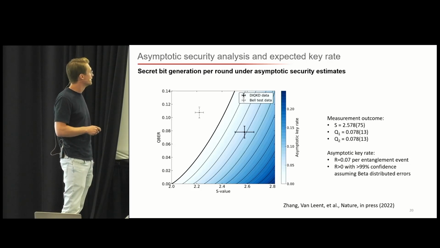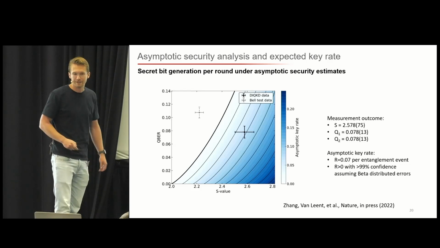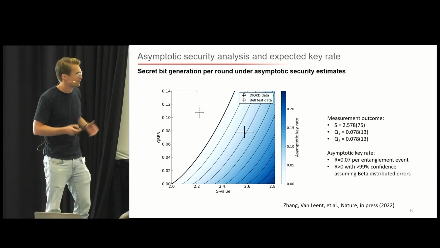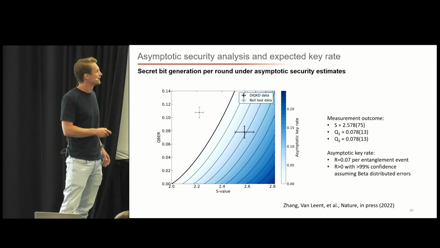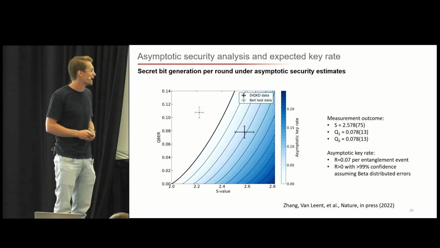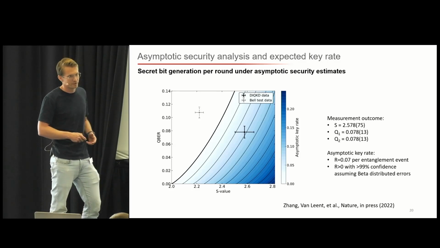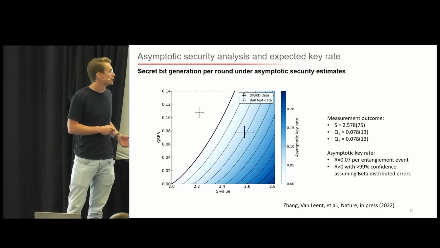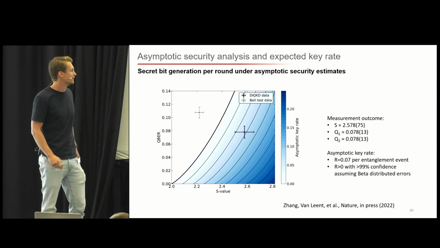So by improving the fidelity, we now see that we're nicely in the asymptotic positive key rate regime. So the S value we measured was 2.6 with a QBER of lower than 8%. And then we can generate 0.07 secret bits per entanglement generation event.